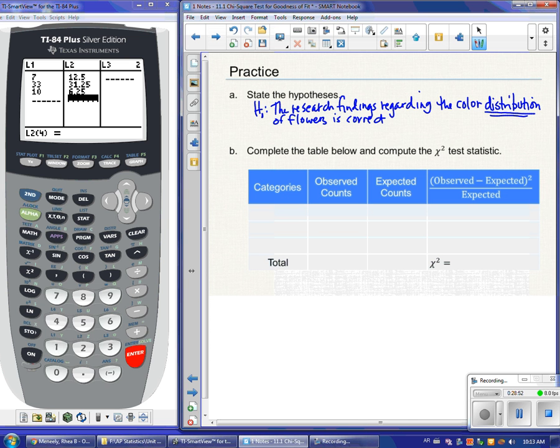Okay. So that would be my null hypothesis, that the research findings regarding the color distribution of flowers is correct. My alternative then would be that the research findings regarding the color distribution of flowers is not correct.